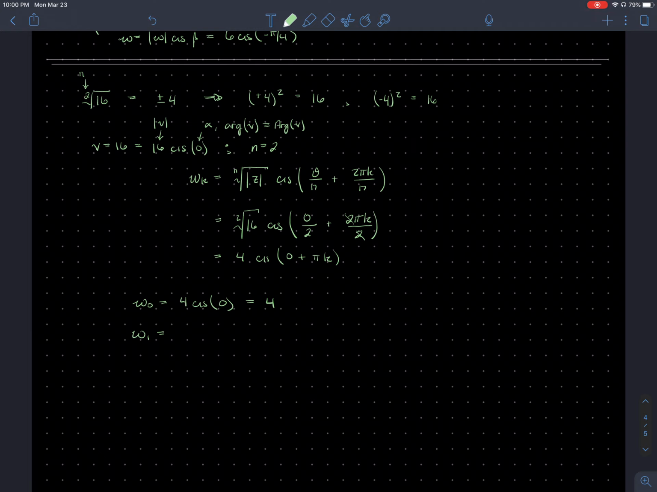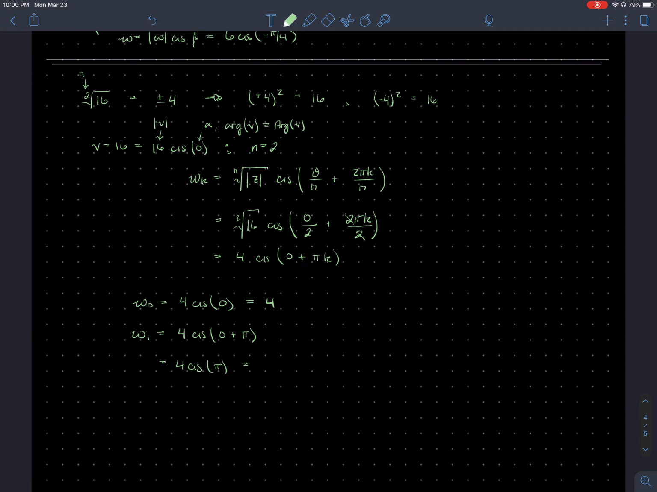W sub 1, we're going to take 4 CIS of 0 + π times 1, right? Because now we're plugging in a 1 for k. So we're going to take 0 + π. So this ends up being 4 CIS of π.